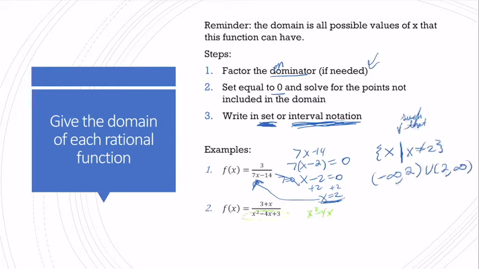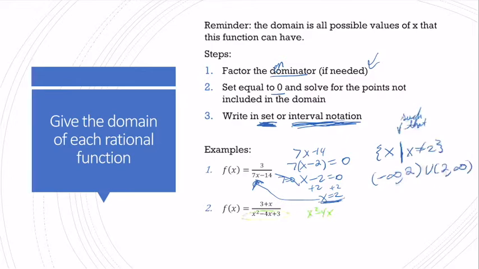Now that I have fully factored, I set this equal to 0, and we use the zero factor property to pull this apart. So I get x equals 1 and x equals 3. Now I have two x values that are excluded from my domain. In set notation, that's going to be x such that x doesn't equal 1, 3. We just put both those numbers in there.